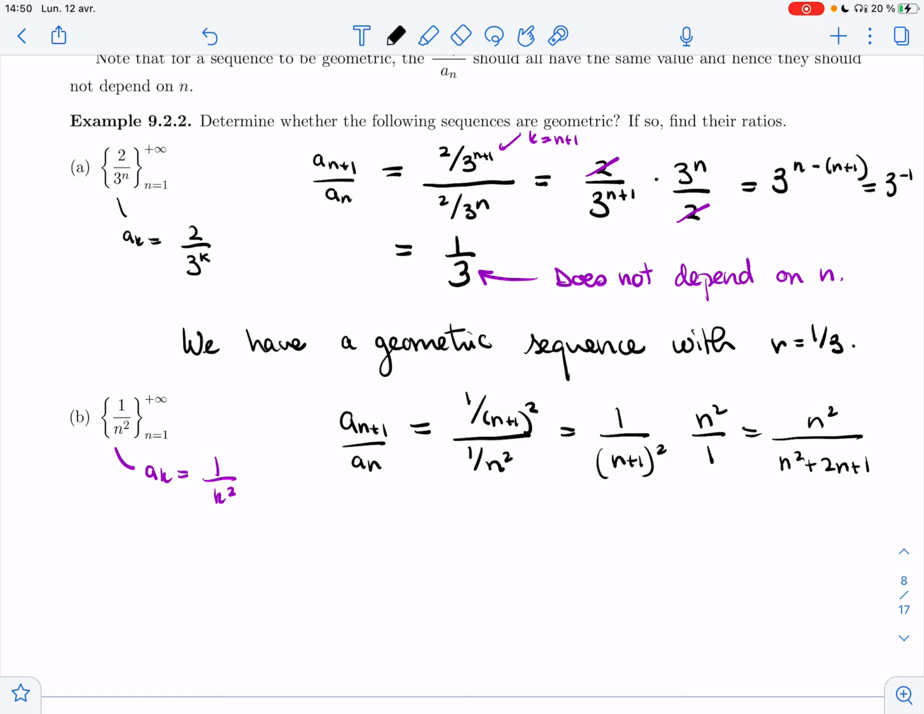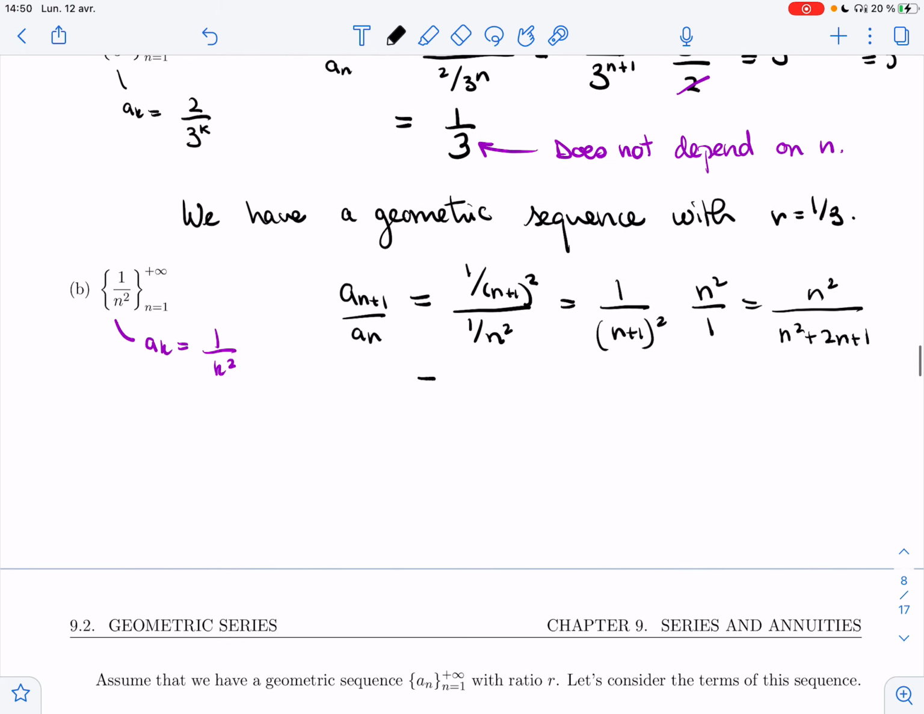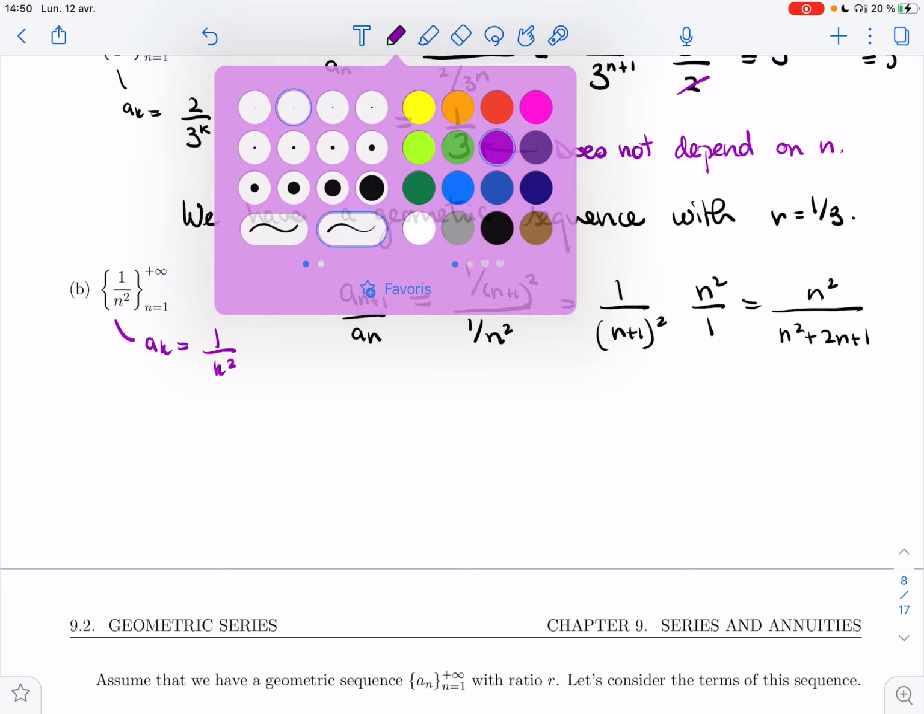You can't split this because the sum is in the denominator. At this point, you could divide each term by n squared, I guess. But it still depends on n, so no need to do that. Let's not worry about trying to simplify it. It looks like it depends on n.